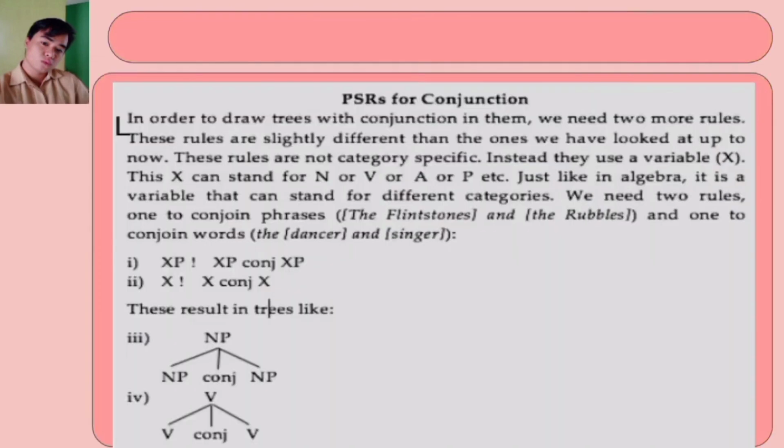This is an example of PSRs for conjunction. In order to draw trees with conjunction in them, we need two more rules. These rules are slightly different from the ones we have looked at up to now. These rules are not category specific; instead they use a variable X. This X can stand for N or V or A or P, etc., just like in algebra. It is a variable that can stand for different categories. We need two rules, one to conjoin phrases, the Flintstones and the Rubbles, and one to conjoin words, the dancer and singer.